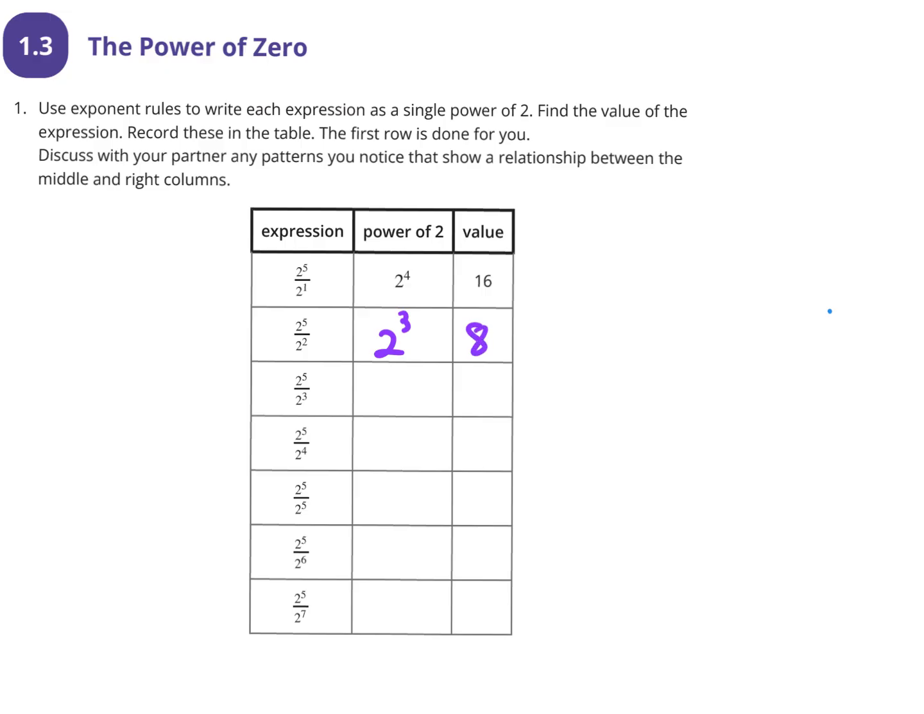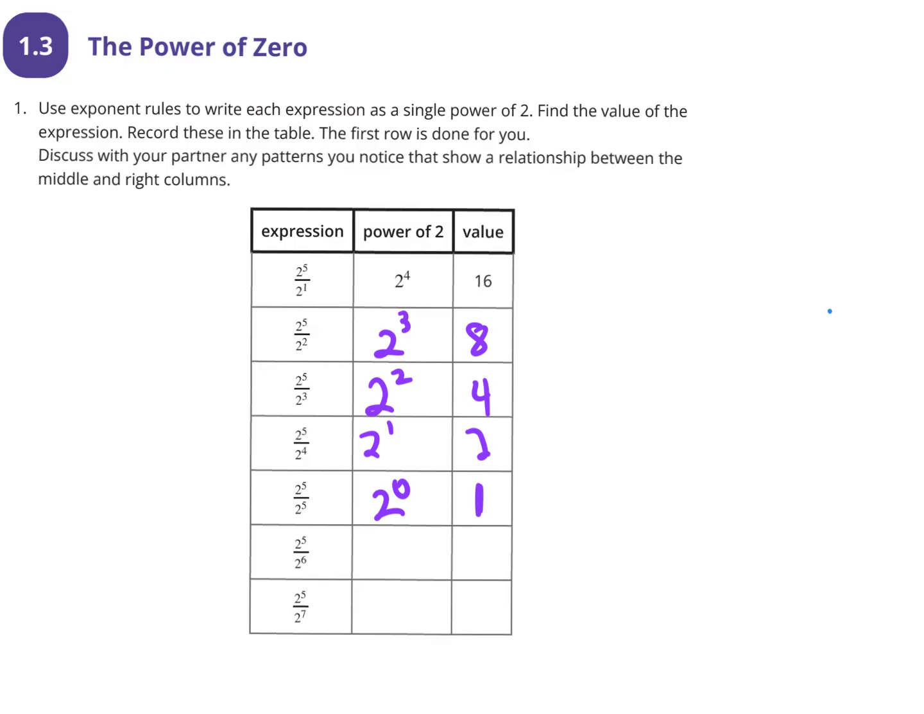5 minus 3 is 2, so this is 2 squared, which becomes 4. 5 minus 4 is 1, so 2 to the 1 equals 2. Anything to the first power is that thing. 5 minus 5 is 0. Anything to the 0 power that's not 0 is 1.